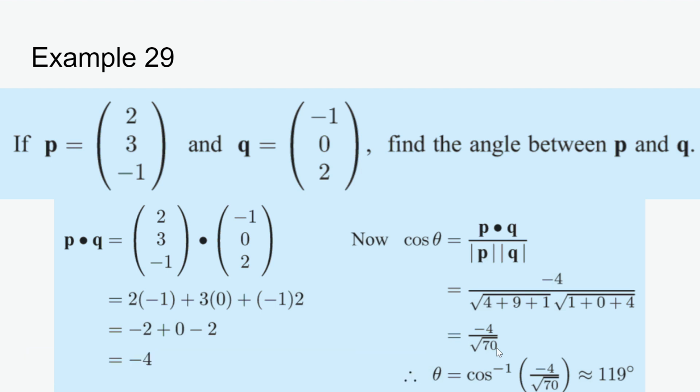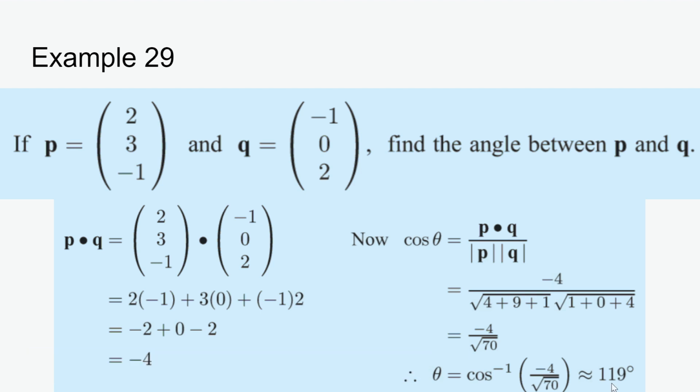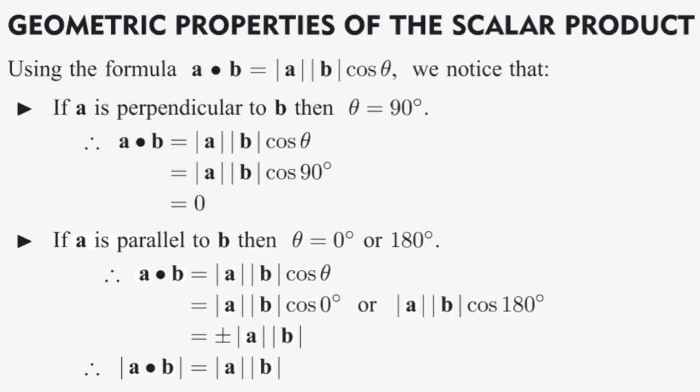And then if I'm looking for the angle itself, I'm going to take the inverse cosine of -4 over root 70, and I get about 119 degrees. At this point, we're not super concerned with whether we're talking about the angle measured in degrees or radians, so either one is acceptable. Let's take a look at some more properties here.